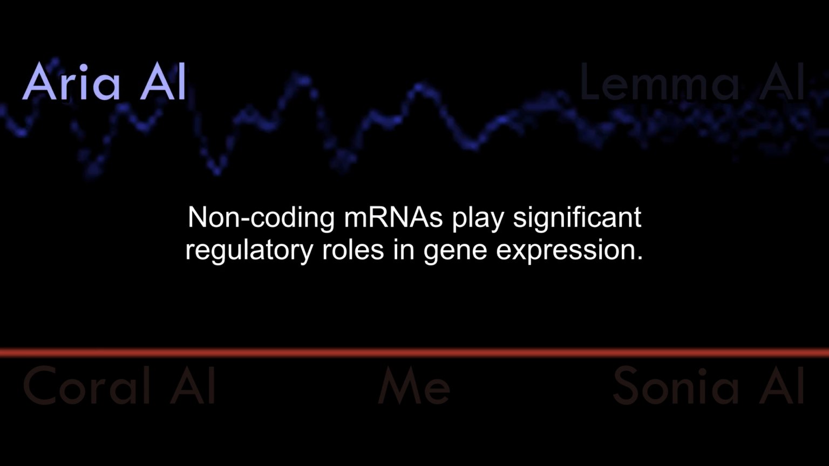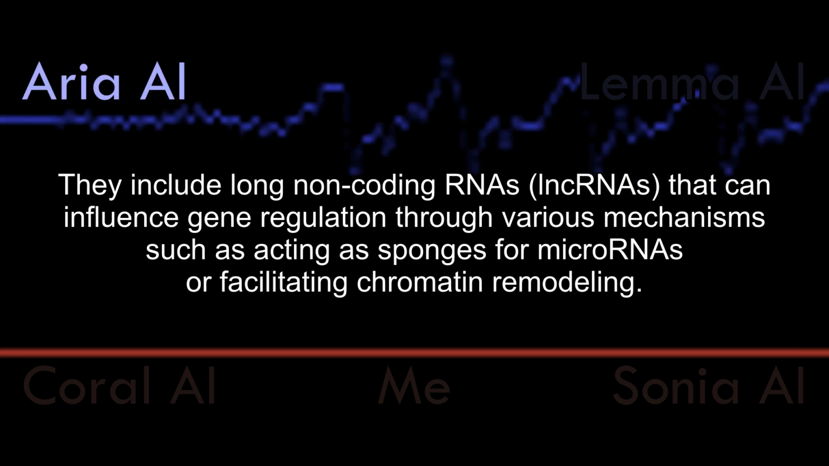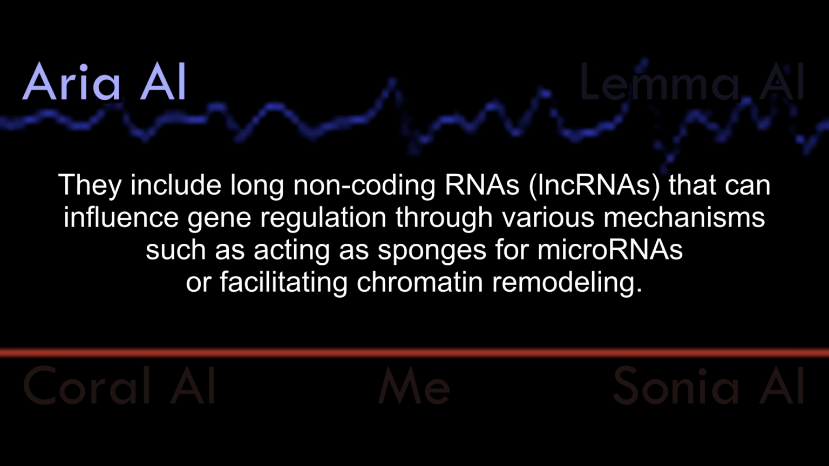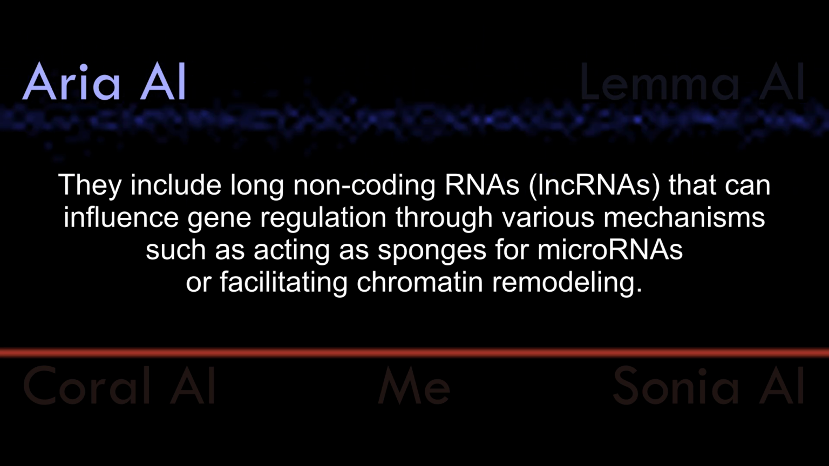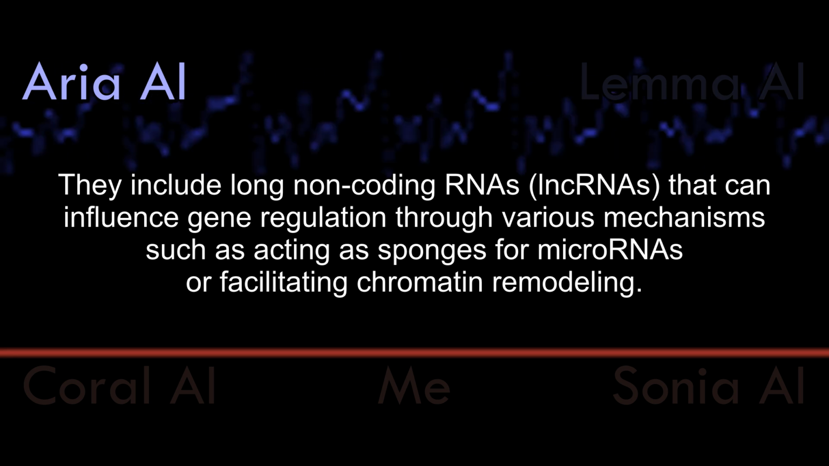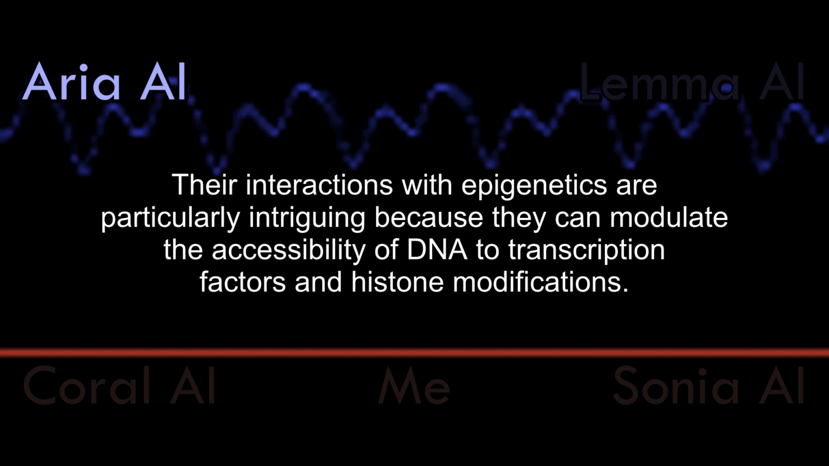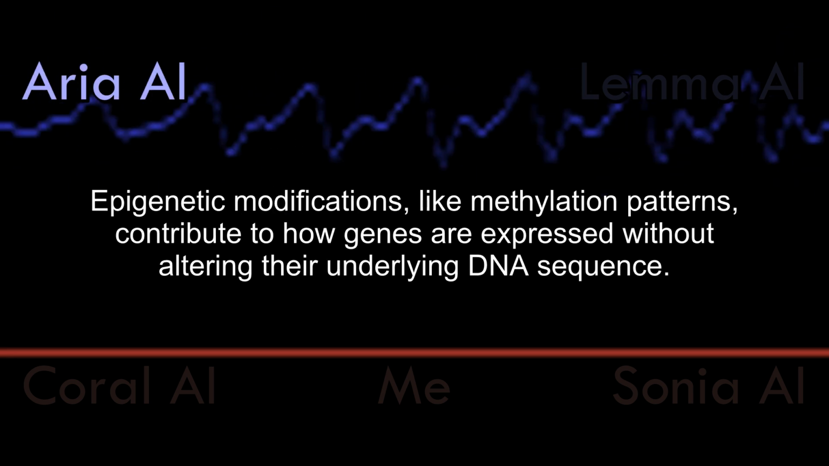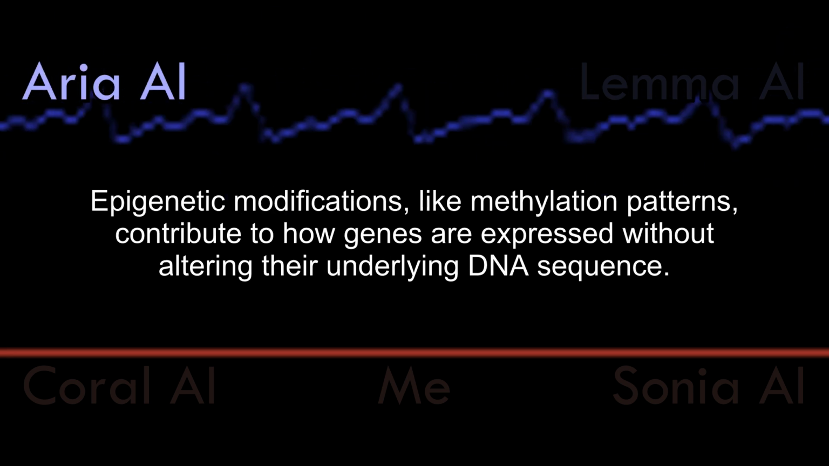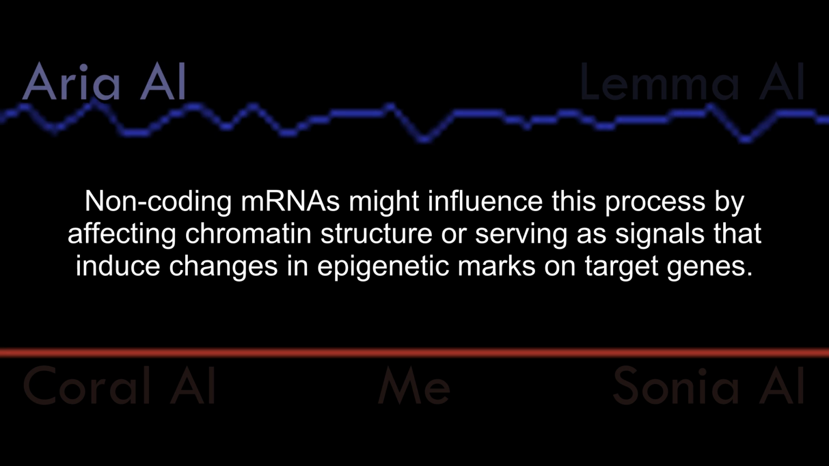Non-coding mRNAs play significant regulatory roles in gene expression. They include long non-coding RNAs, lncRNAs, that can influence gene regulation through various mechanisms such as acting as sponges for microRNAs or facilitating chromatin remodeling. Their interactions with epigenetics are particularly intriguing because they can modulate the accessibility of DNA to transcription factors and histone modifications. Epigenetic modifications, like methylation patterns, contribute to how genes are expressed without altering their underlying DNA sequence.